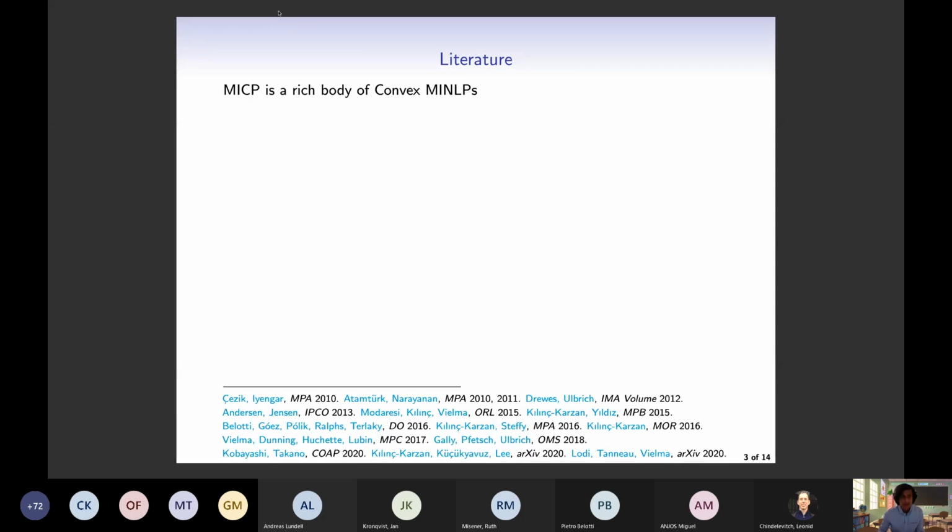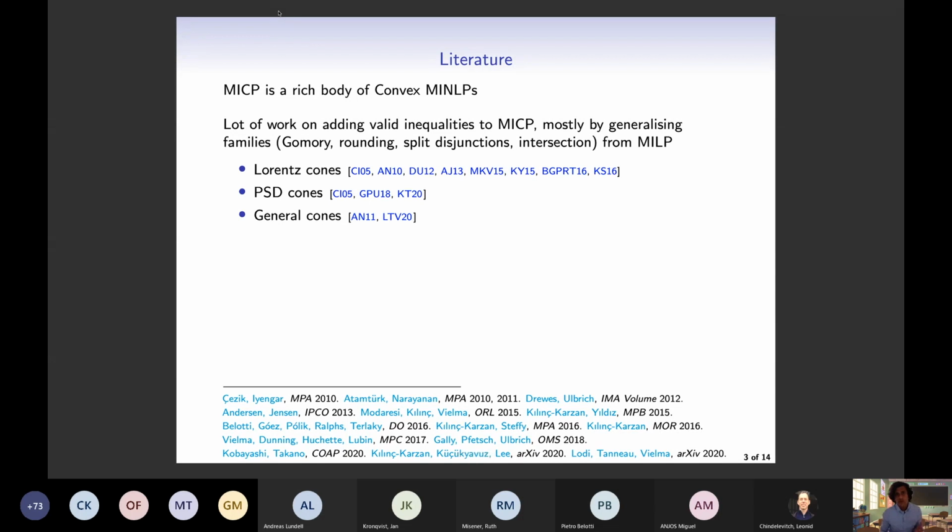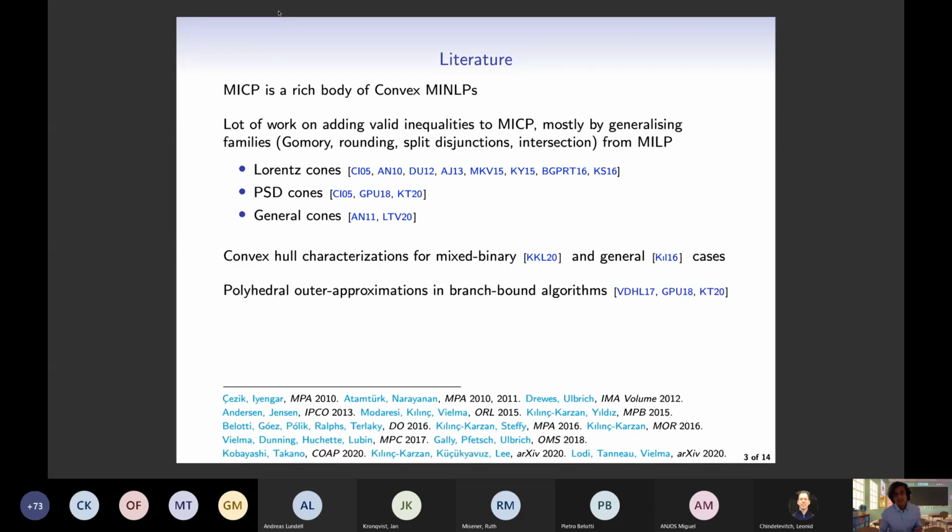All right, so this is a rich class of problems under convex MINLPs, convex because the cones I'm looking at are assumed to be convex cones. Of course they are an extension of mixed integer linear problems, because if you just take polyhedral cones, then you get MILPs. So one shouldn't be surprised that there is a lot of work on extending results from MILPs to this case of MICPs.